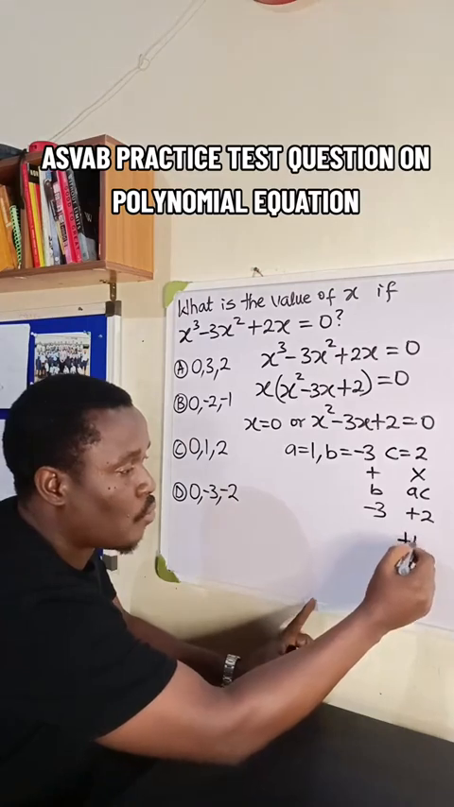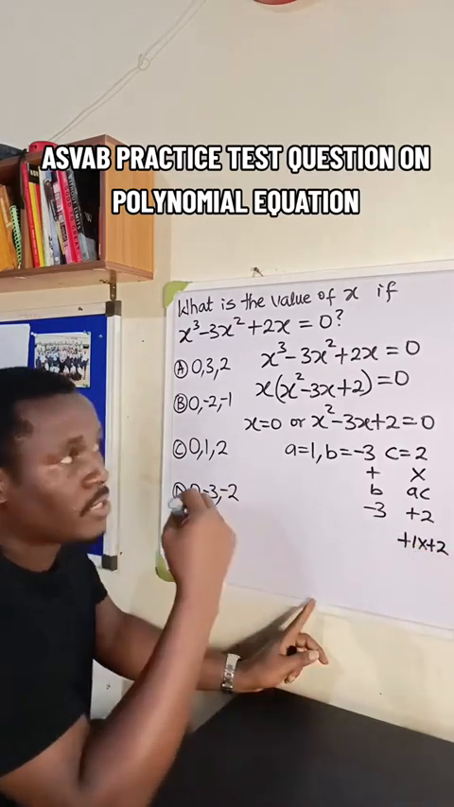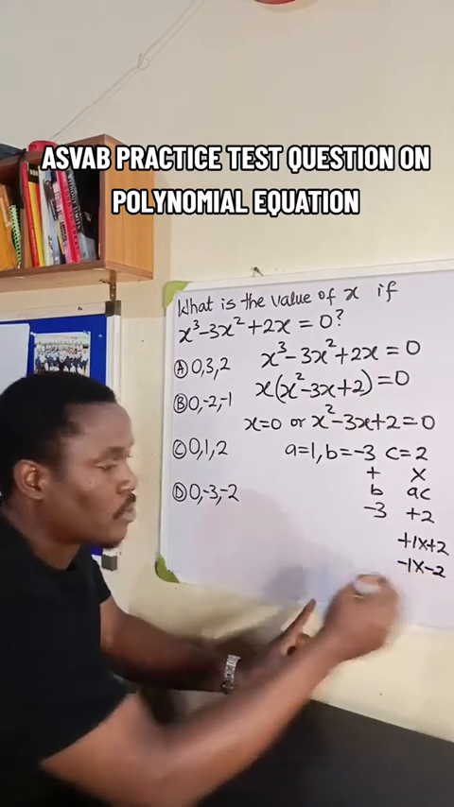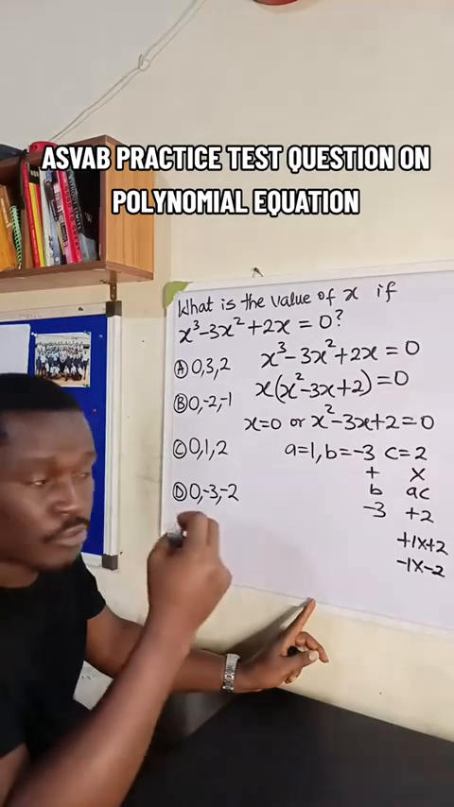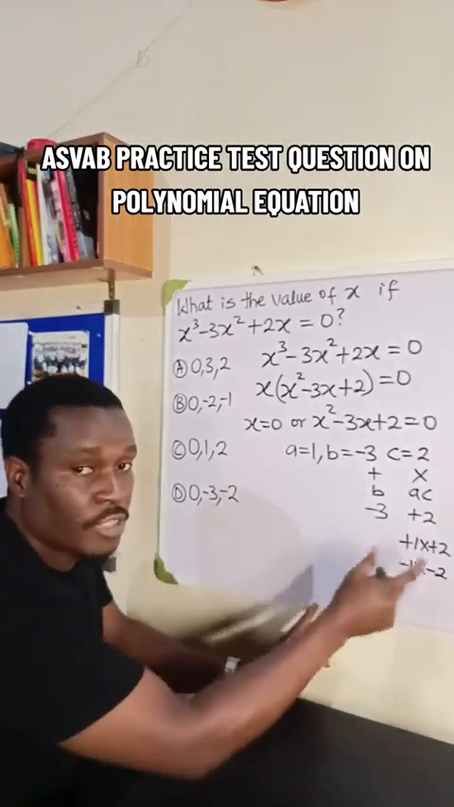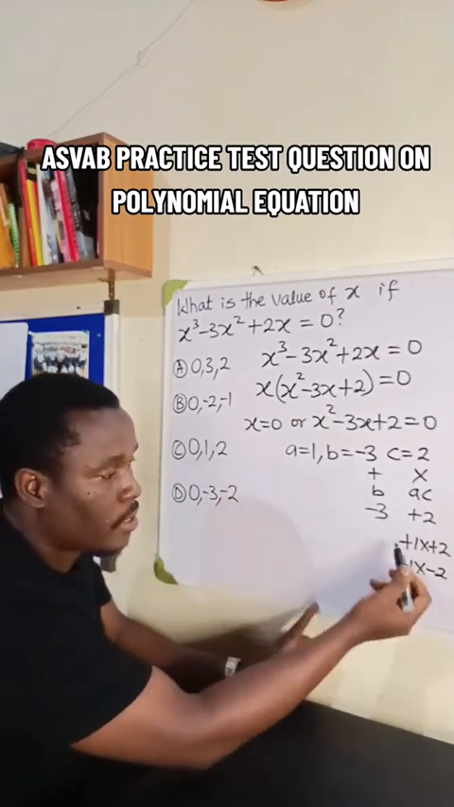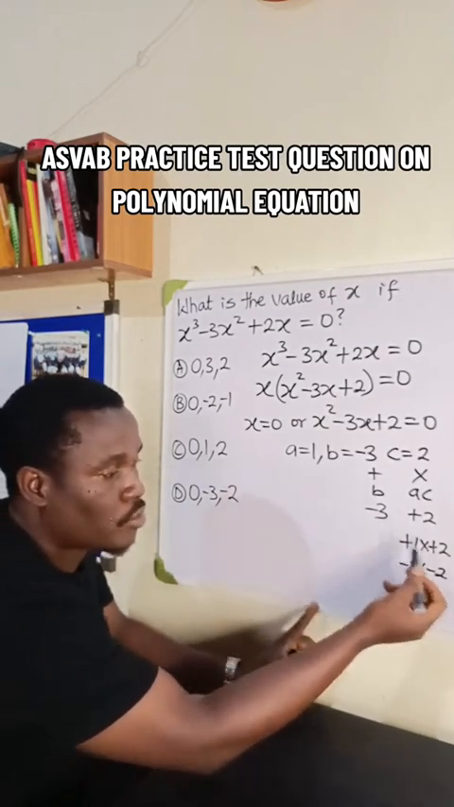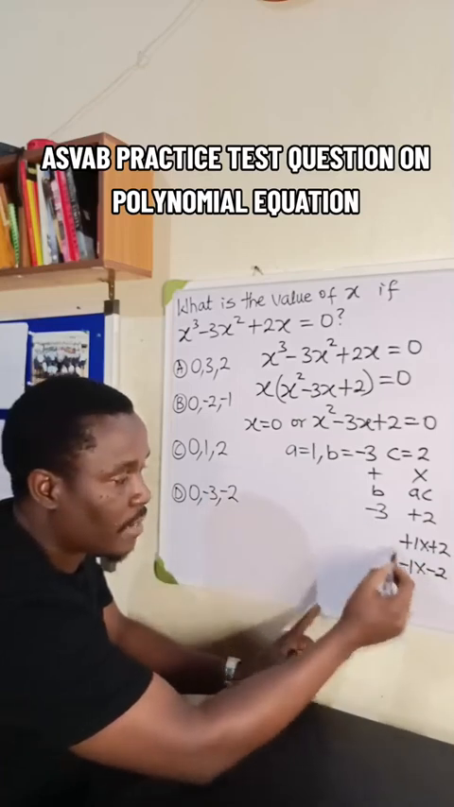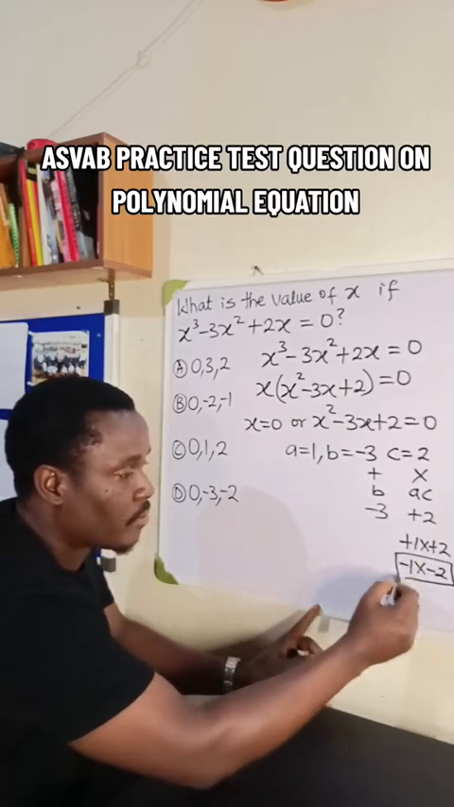So let's see the numbers that will multiply to give us plus 2. We have plus 1 times plus 2. This is going to give us plus 2. Minus 1 times minus 2. This is also going to give us plus 2, because minus times minus is plus. Looking at this, which of these combinations will give us minus 3? Plus 1 plus 2 is going to give us plus 3. Minus 1 minus 2 is going to give us minus 3. So this is the combination we are looking for.